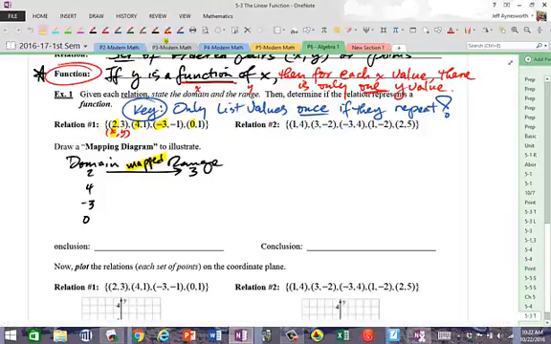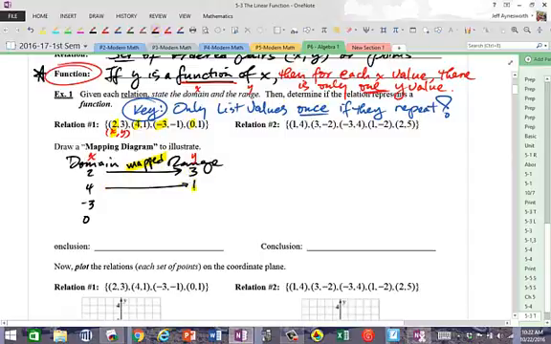So the values of X in the domain get mapped to the values in the range, called the Y values. All right, so 2 is mapped to 3. 4 is mapped to 1. Negative 3 is mapped to negative 1. And 0 is mapped to 1. There we go. All right, so notice something here in the diagram.